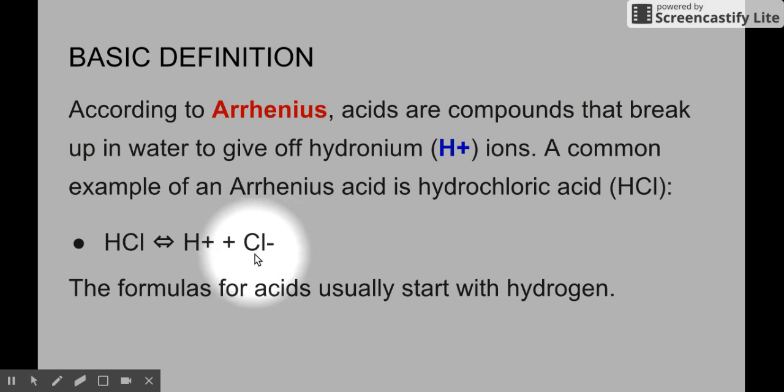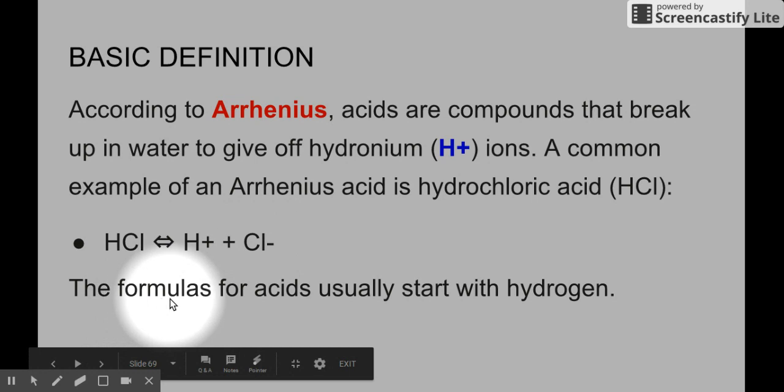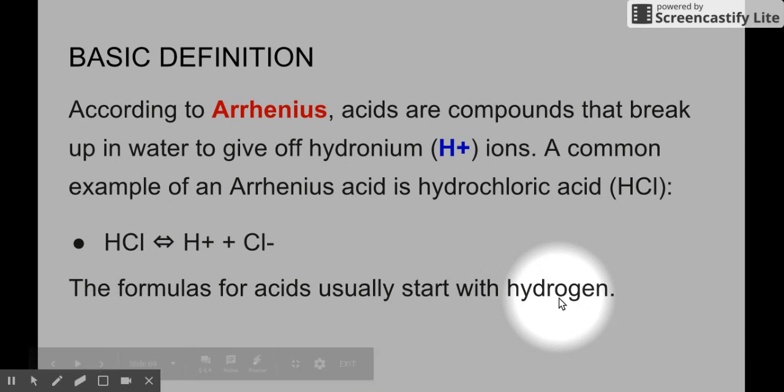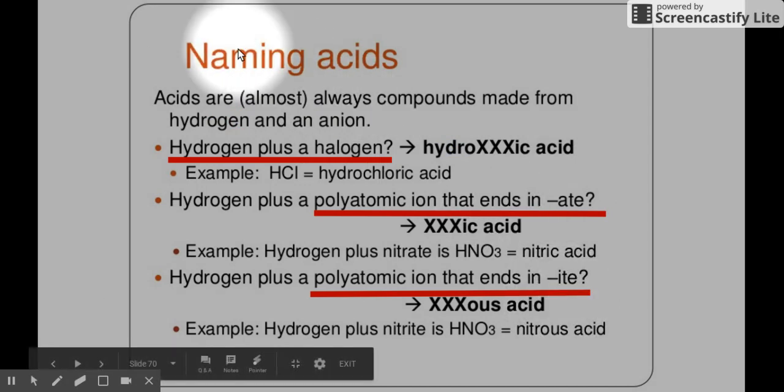So for the sake of this discussion, our chemical formulas for acids will always start with hydrogen. If it begins with hydrogen and you see a subscript aq, that means aqueous, dissolved in water, then you're dealing with acids. So you have to follow the rule in naming our acids. How do we name acid compounds?